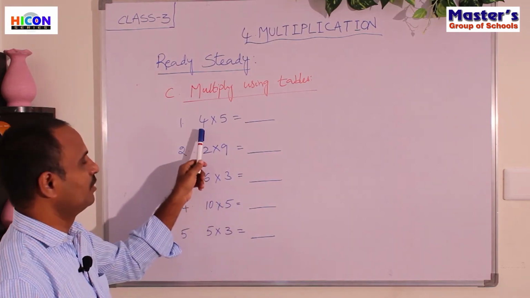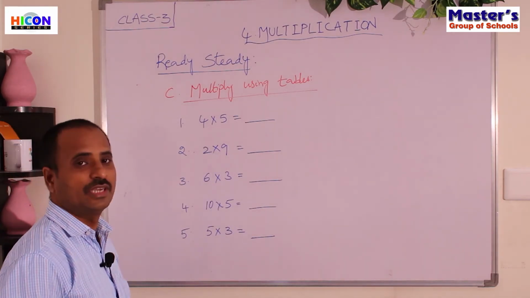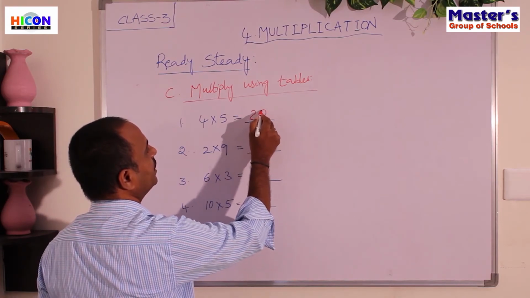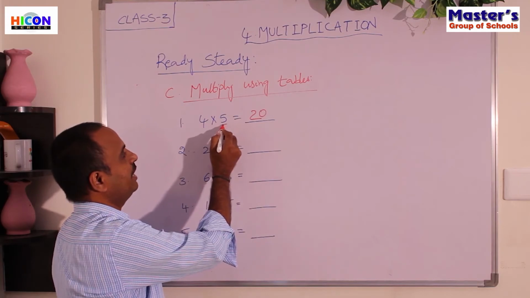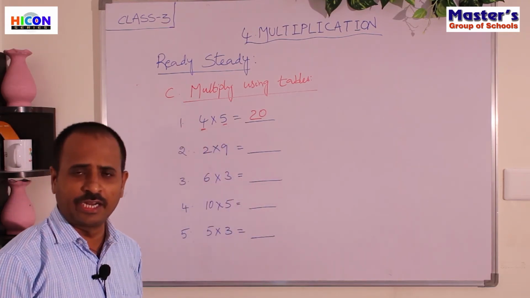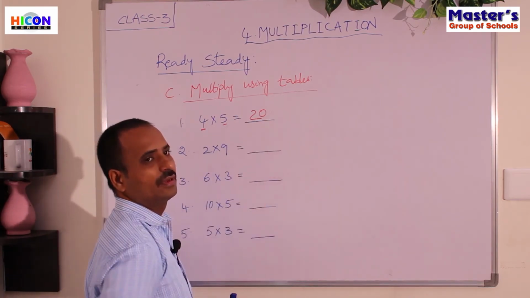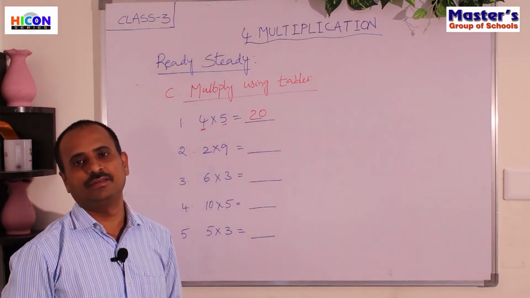So this is the fourth table. That means 4 fives. Children, how much? 4 fives are 20. Because here 4 fives means the number 5 is added 4 times. And if we multiply any two numbers, the answer is called product. Here 20 is called the product.